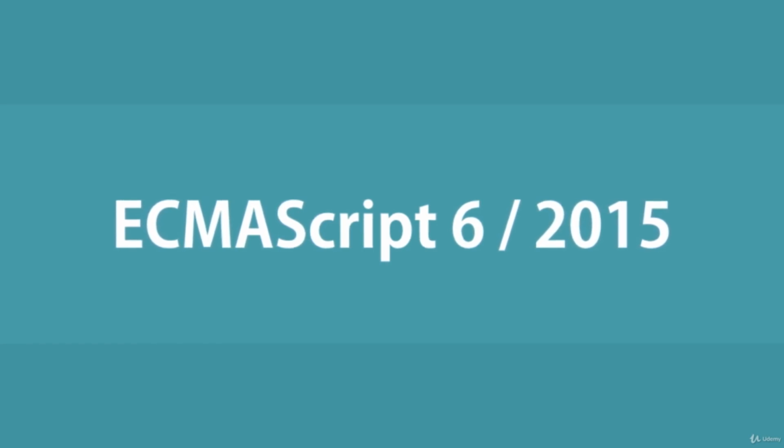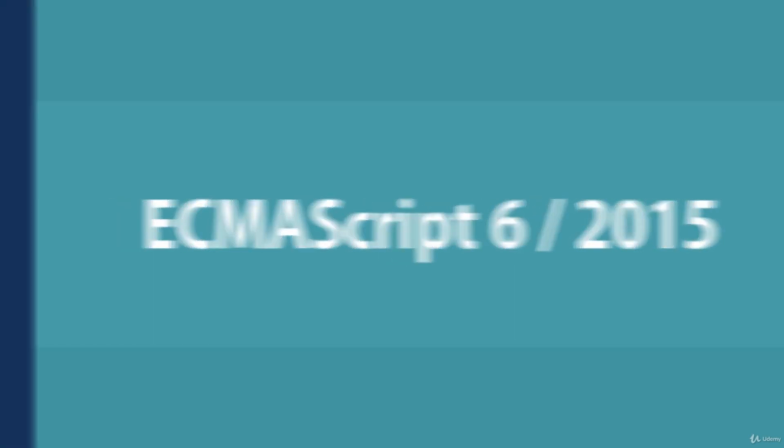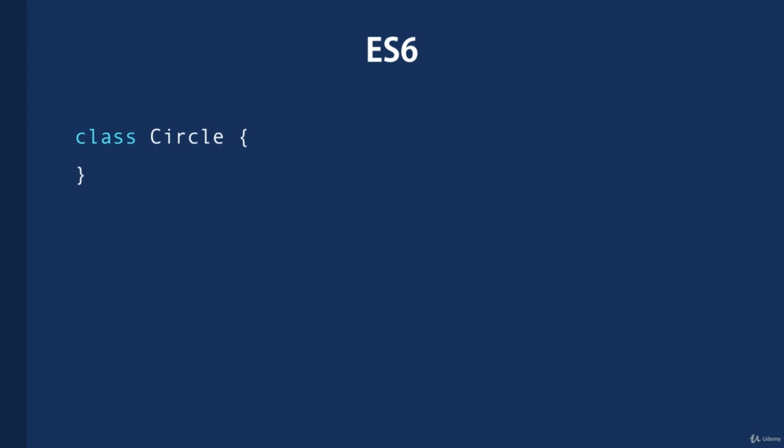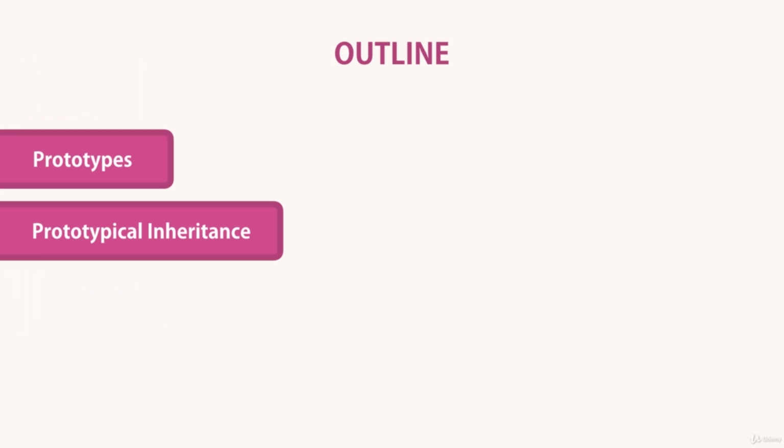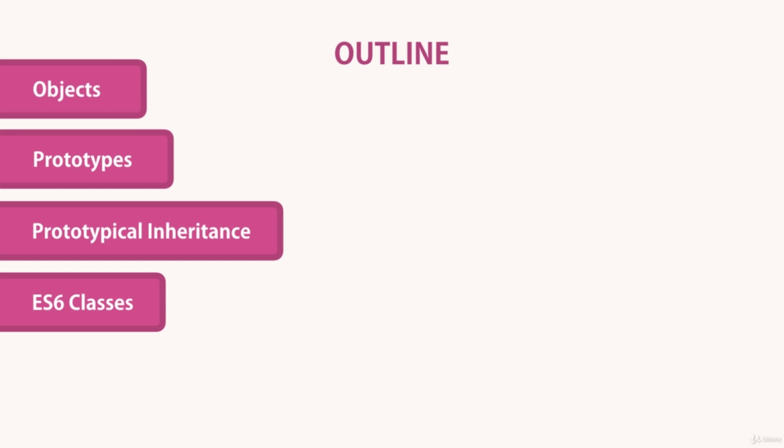Now, in this specification, we have some new features in JavaScript. One of them is classes. But classes that we have in JavaScript are not like classes we have in languages like C# or Java, because JavaScript is a dynamically typed language. So classes are essentially syntactic sugar over prototypes and prototypical inheritance. So that's why we have 2 sections on these topics in the course. Once you master these, then we'll look at ES6 classes in section 5. And finally, we will finish this course by looking at modules. So this is the outline.